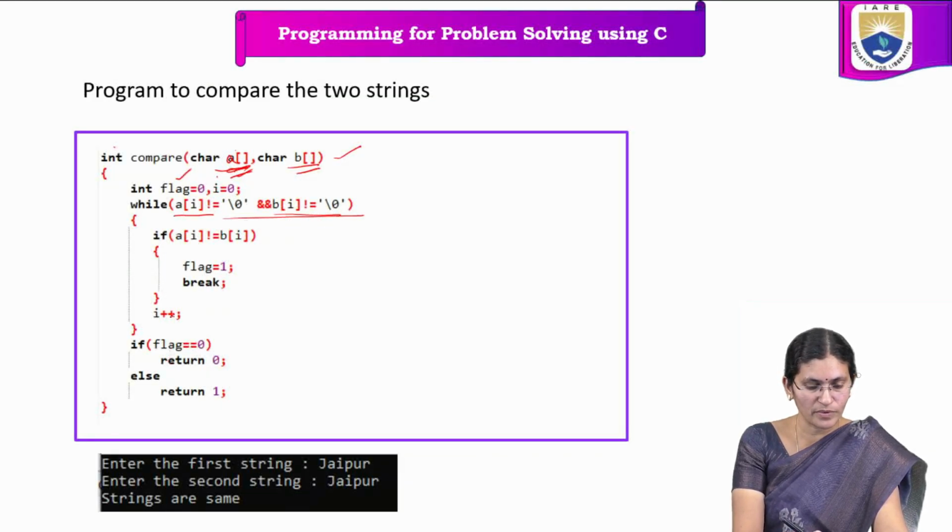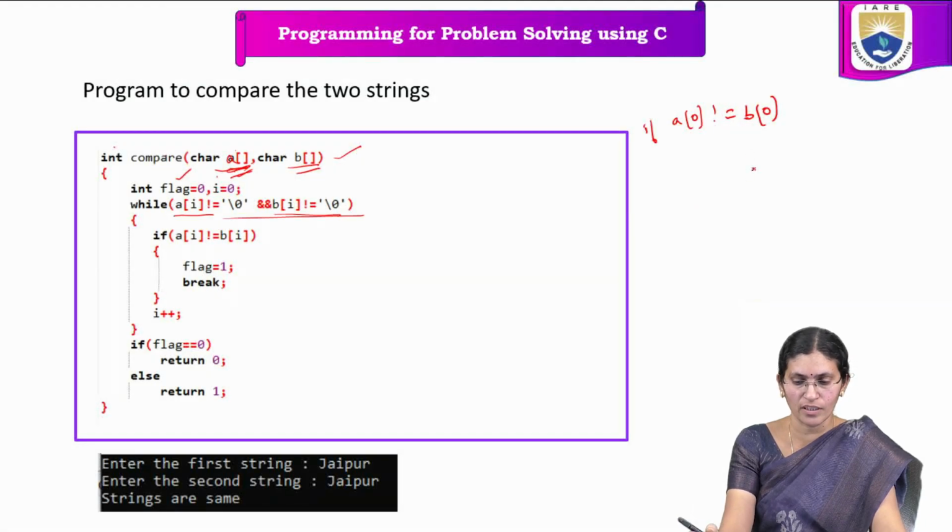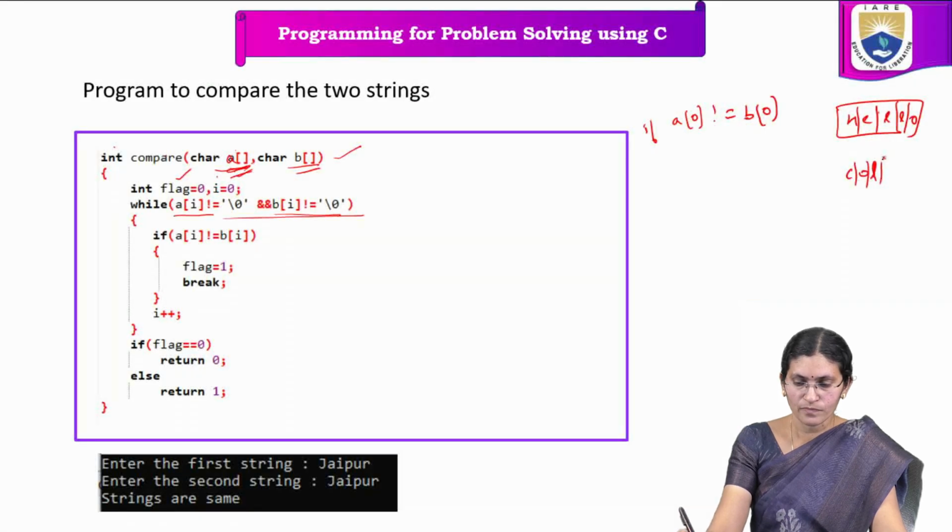These statements are repeated here. So first is a of I. That means if a of I is not equal to b of I, that means element by element it will check whether the two strings are equal or not. So first element H E L L O. Second one is college, C O L L E G E.